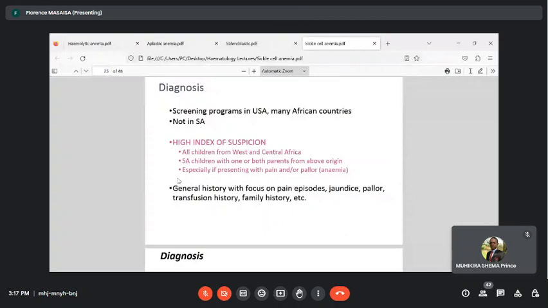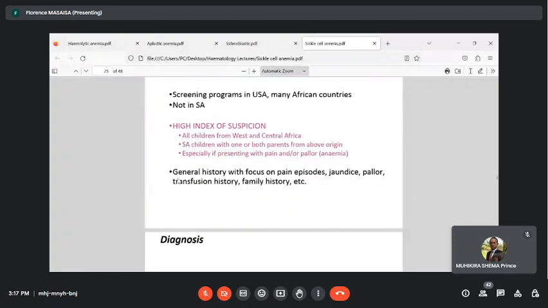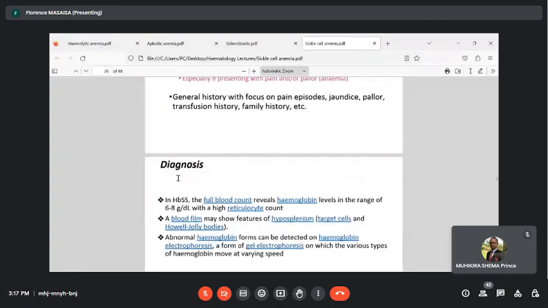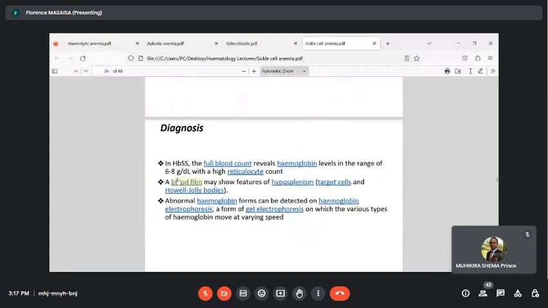Any member in the family having the same symptoms will also have additional value. Still on the diagnosis, the full blood count will be showing anemia with a high reticulocyte count. Why? Because there is the hemolytic process causing increased red blood cell production.